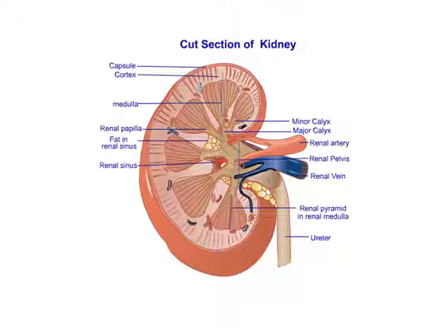I would like to highlight in here what is shown in the parenchyma. It is divided into two parts. The outer part is the cortex. This is the cortex. And the inner part is the medulla.